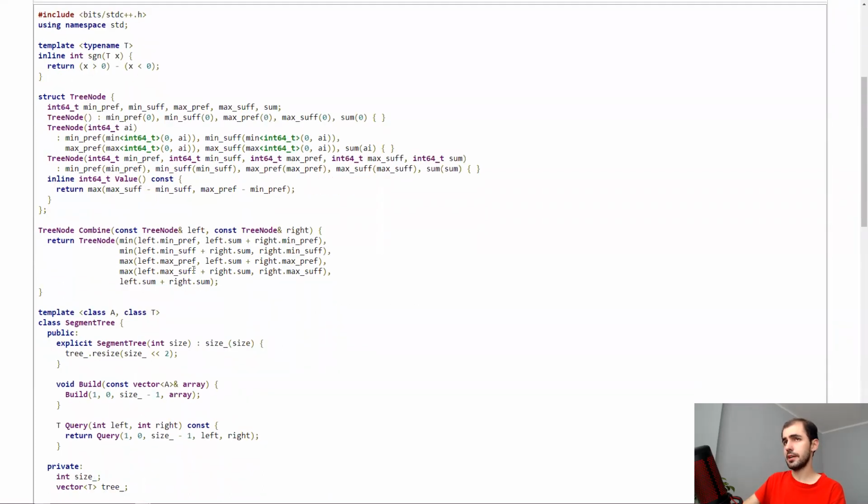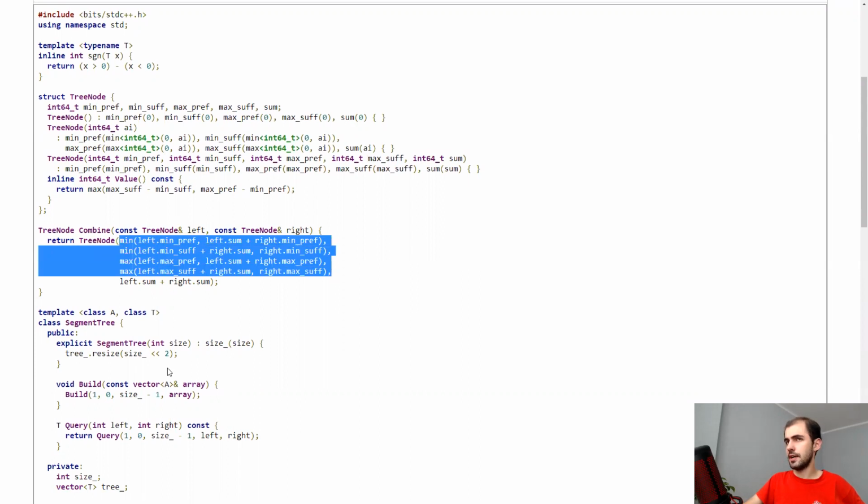And we have a combine function. What is the minimum prefix if you consider two guys together? Well, it's either the prefix of left or the entirety of left plus the minimum prefix of right. This kind of thing carries on for all four of them, and then sum is just the sum of two guys.